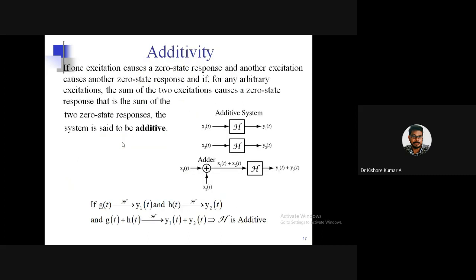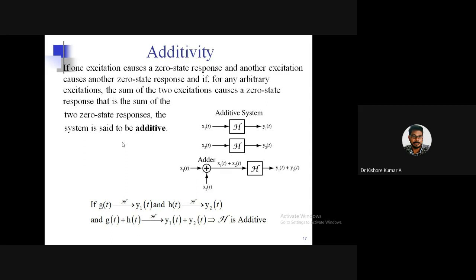Then the additive property. Whenever a system is described, we have to determine whether it is an additive system or not. If one excitation causes a zero state response, and another excitation causes another zero state response, and for any arbitrary excitation the sum of the two excitations causes a zero state response that is the sum of the two zero state responses, then the system is said to be additive.